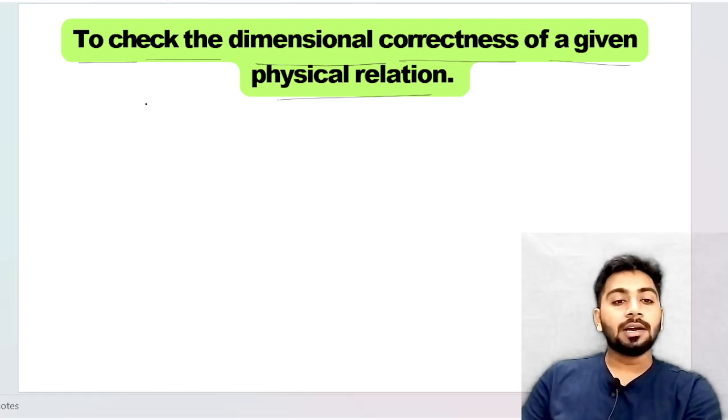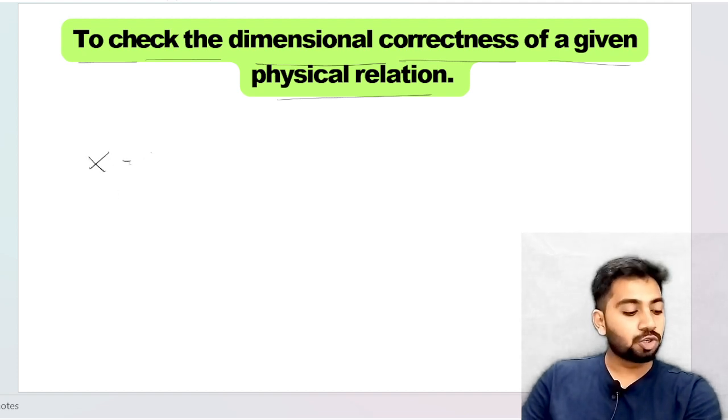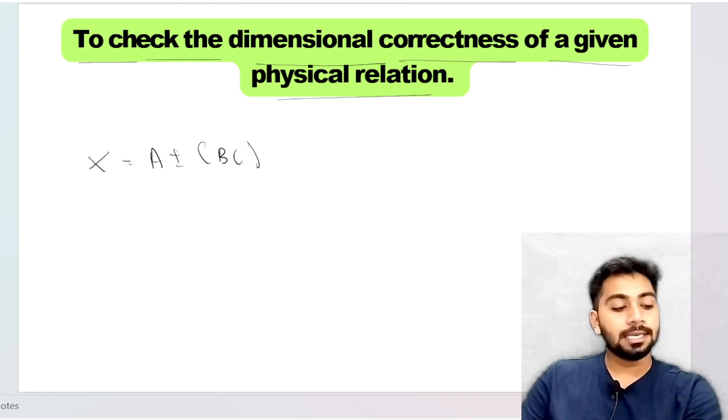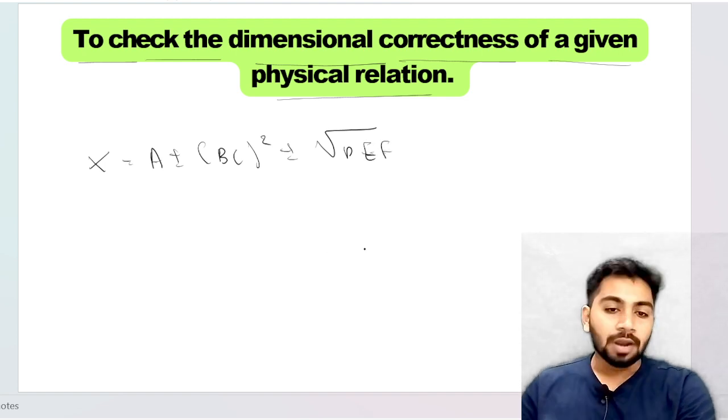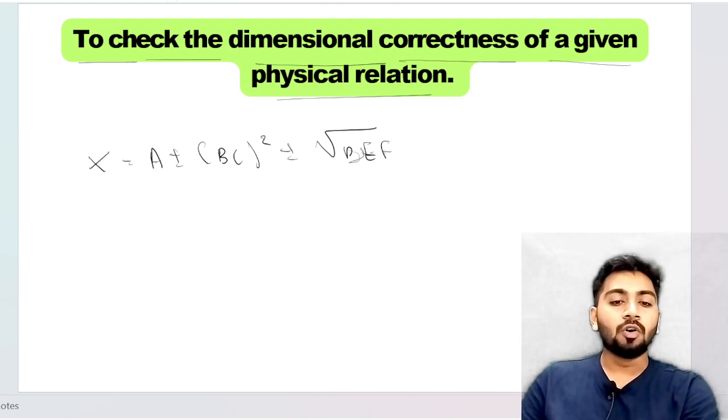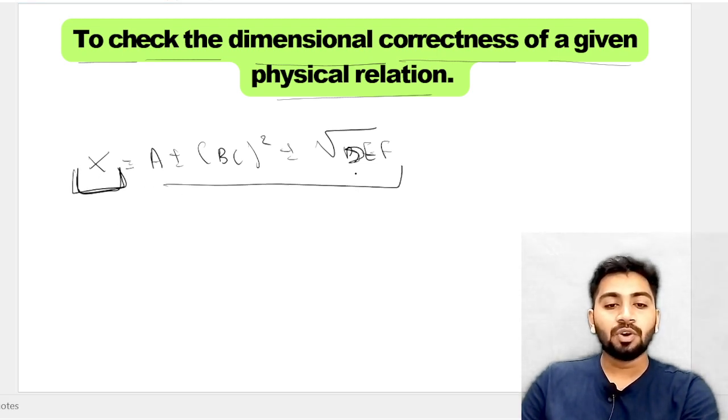See, to check this correctness, you have one formula: X is equal to A plus or minus B C square plus or minus square root of D is F. Now someone will ask, do we need to remember this? No. I am just explaining. See, this will have some dimension. And this is equal to this full thing.